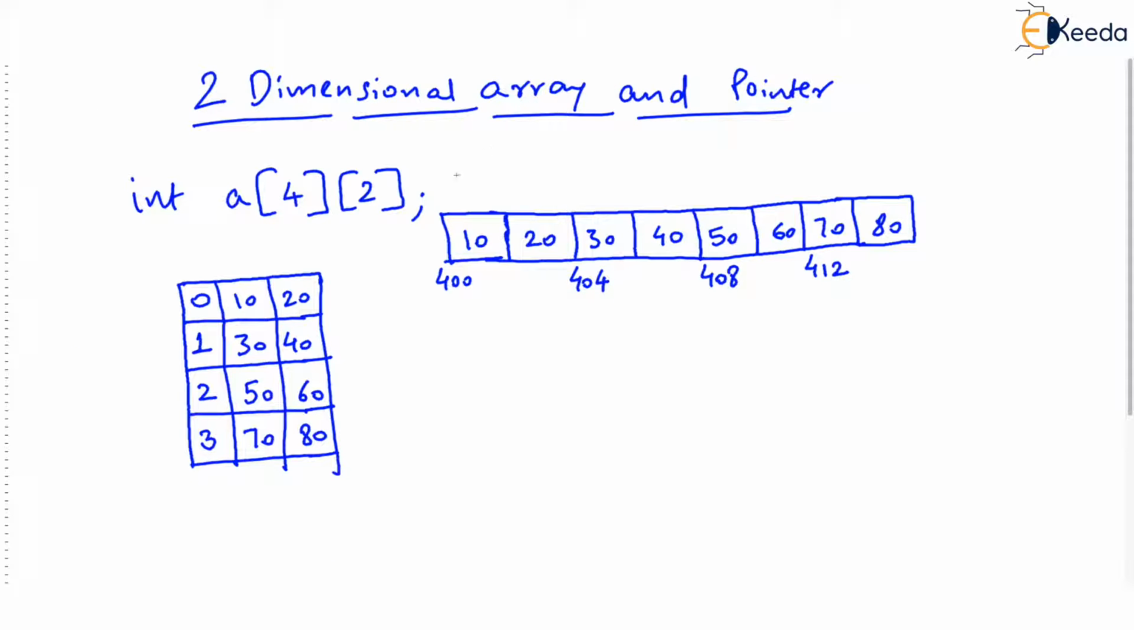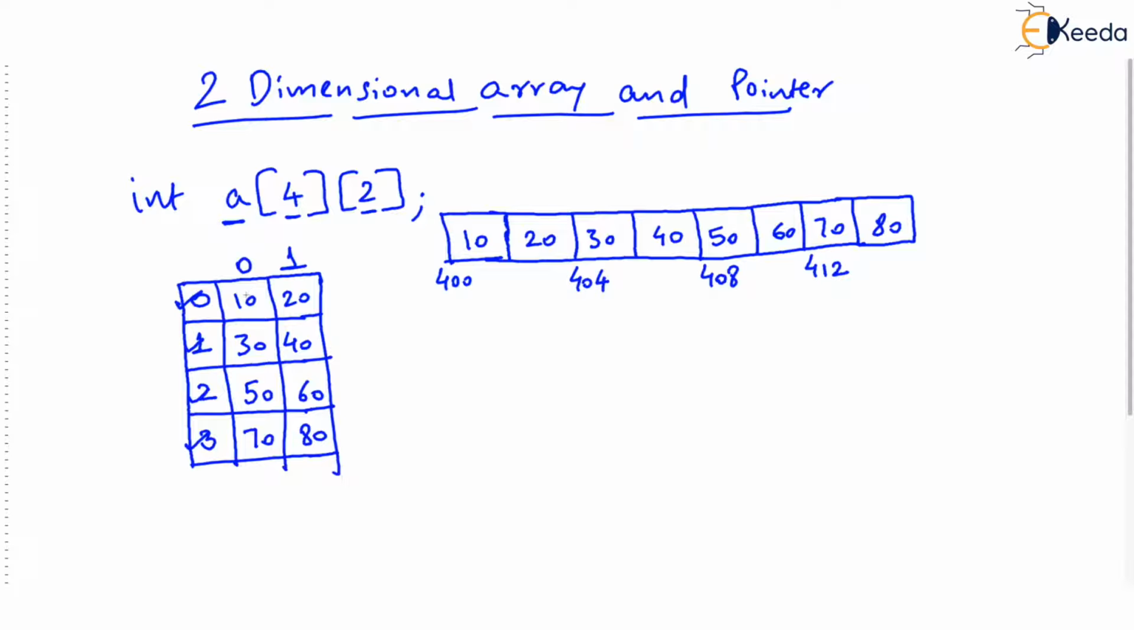Now look at this declaration. We have an array of 4 rows and 2 columns. This is the way we read it. The 4 rows I have shown here are 0, 1, 2, 3. These are the row numbers. And just check, there are 2 columns. So the columns are also labeled as 0, 1. Now this is the usual way in which we draw a two-dimensional array on paper.